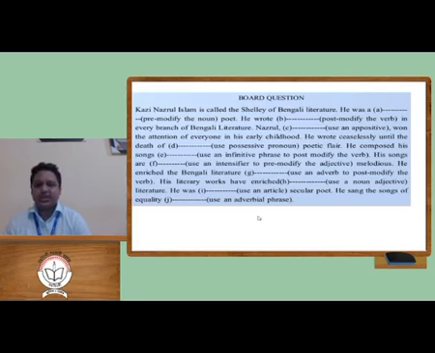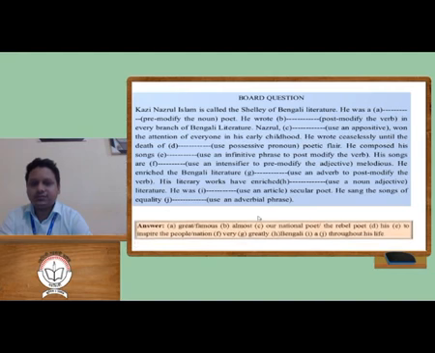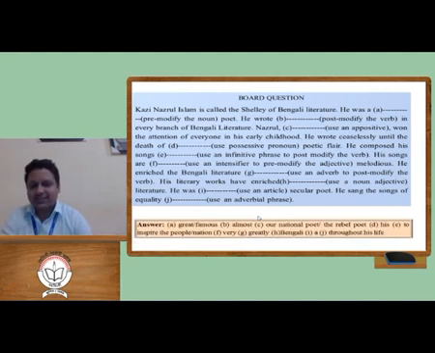So students, from these board questions, as I have solved it, I think you have easily understood how you have to use the grammatical points here into the gaps. I've given the answers here for you.